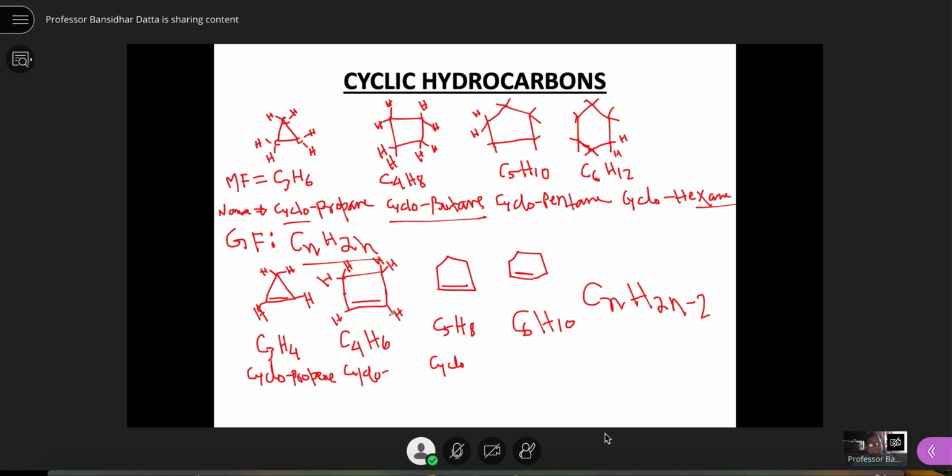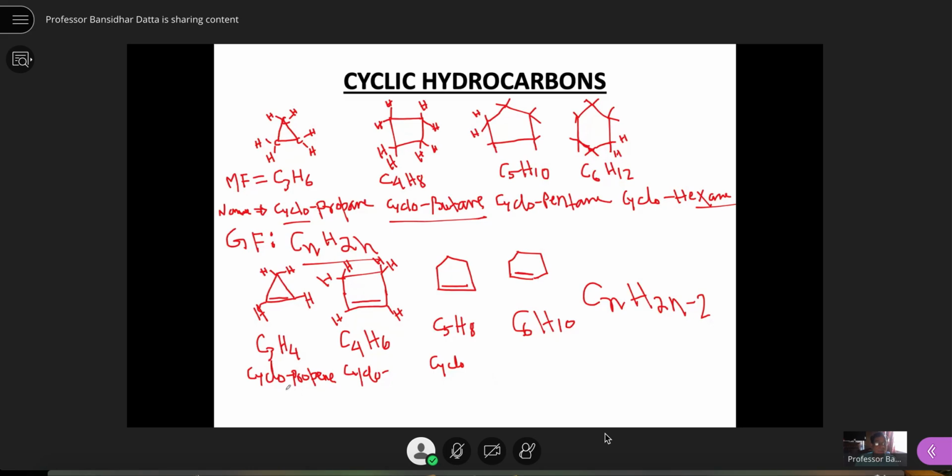The second one: butane, butene. E-N-E. Cyclobutene. Next one, cyclopentene. Next one, cyclohexene. That is correct.